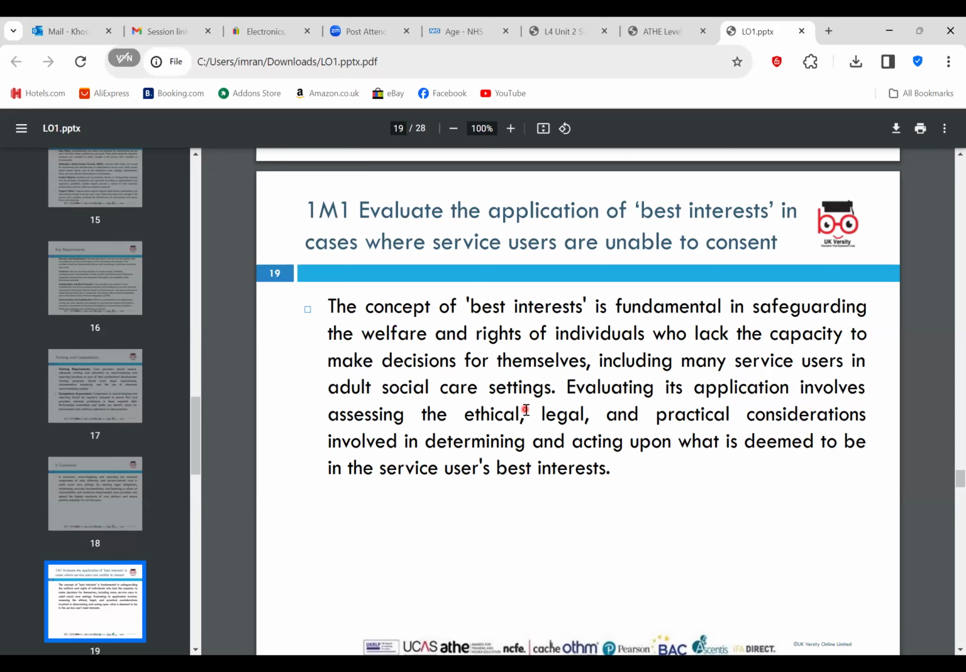I would try to encourage the service user, telling them the importance of doing the thing and the side effects of not doing it. I would try to encourage the service user that it is in their best interest to do it. Yes, exactly. So this is the way you have to do it.